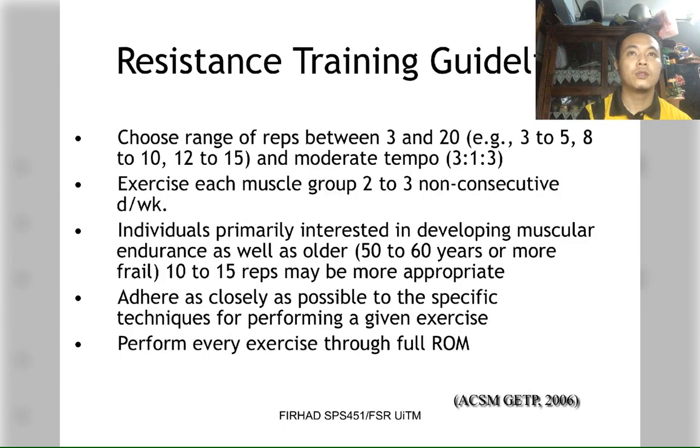Next one is choose range of reps between 3 to 20 reps. For example, 3 to 5 reps, 8 to 10 reps, and 12 to 15 reps. And at the moderate tempo, 3-1-3. For 3-1-3, maksud dari sini adalah tempoh dia 3 second you lift, which is the concentric, 1 second hold, and then another 3 second, you release the muscle contraction. That is 3-1-3 tempo. Next one is exercise each muscle group 2 to 3 non-consecutive days per week.